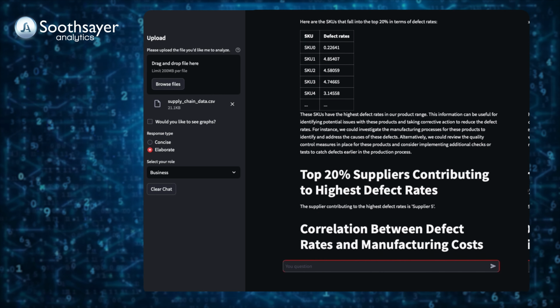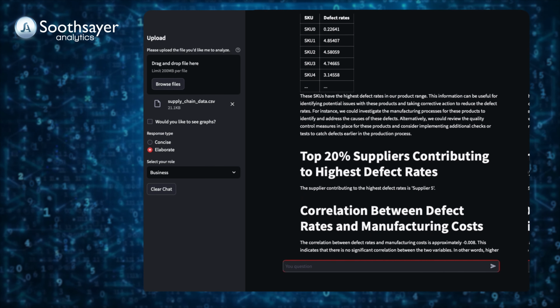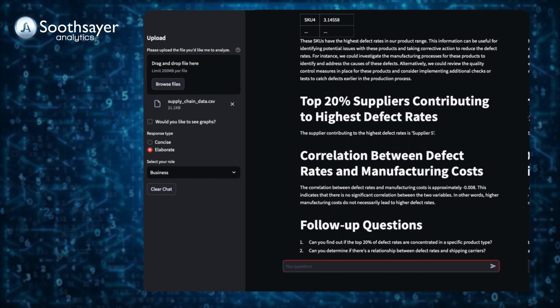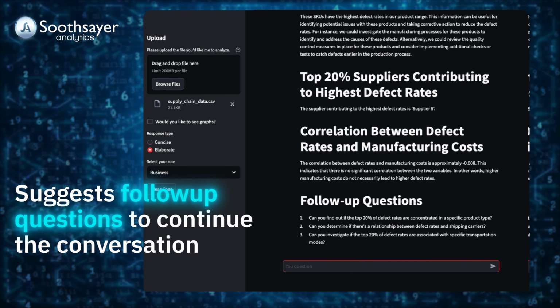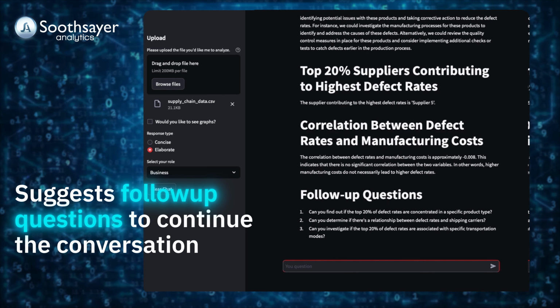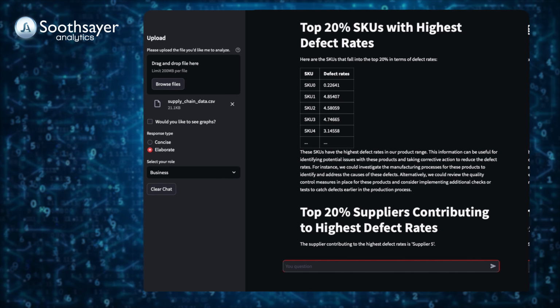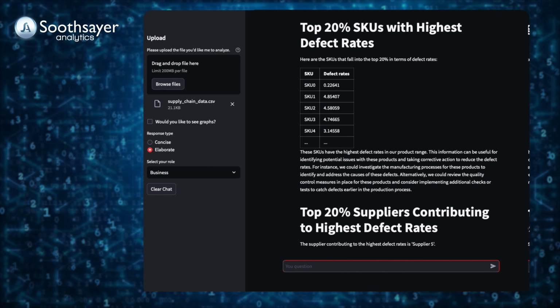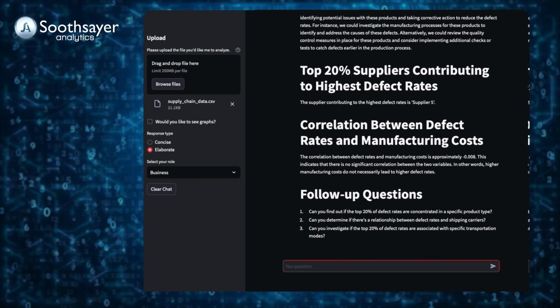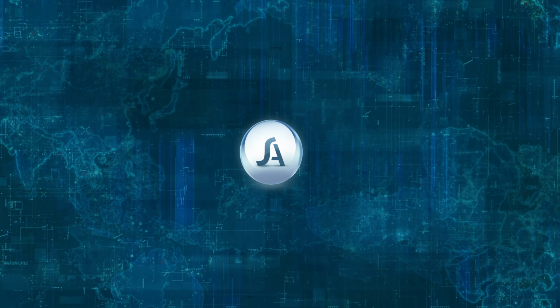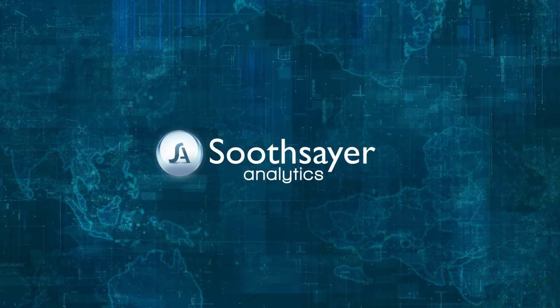The AI data analyst will provide essential insights related to this question and offer additional valuable information, along with follow-up questions to maintain a seamless conversation. Feel free to ask any pertinent questions about your data, and the AI data analyst will provide a comprehensive analysis, empowering you to make well-informed decisions. Unlock the potential of AI for data-driven decision-making.